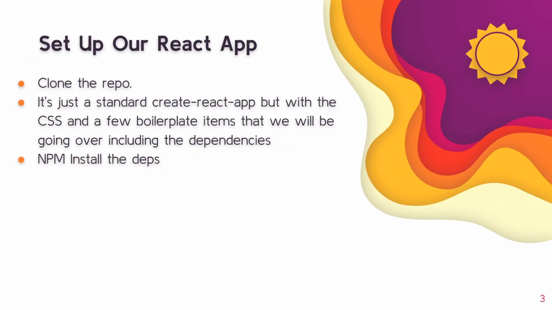So we're also going to need to clone the repository with all the boilerplate that I was talking about. Again, it's just a create React app with a little bit of boilerplate that I'll talk about. It's got the CSS and some Prettier and some dependencies already written in it. So all you have to do is npm install. You don't have to actually go in and install all this stuff manually.